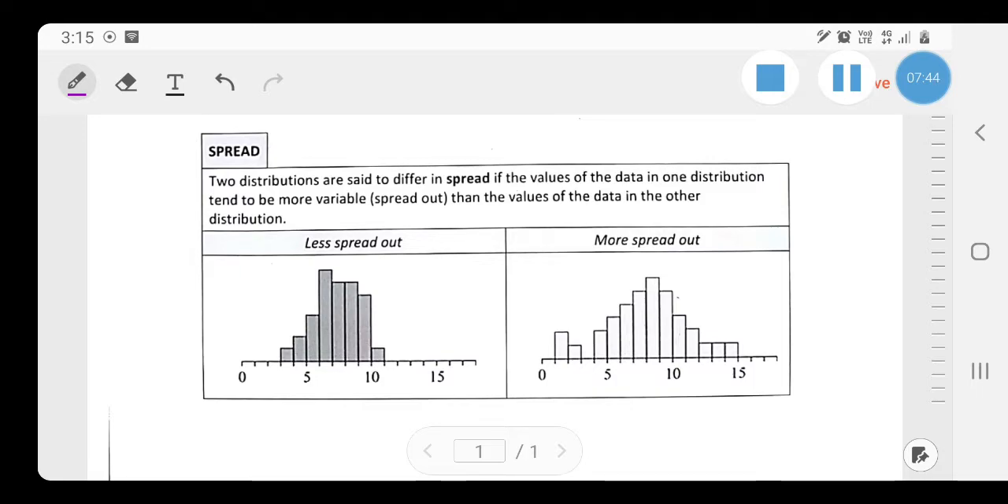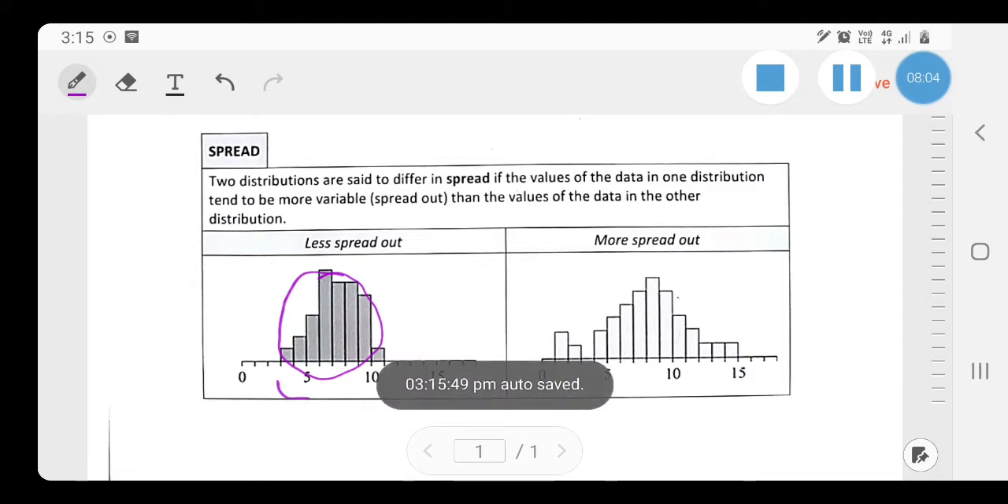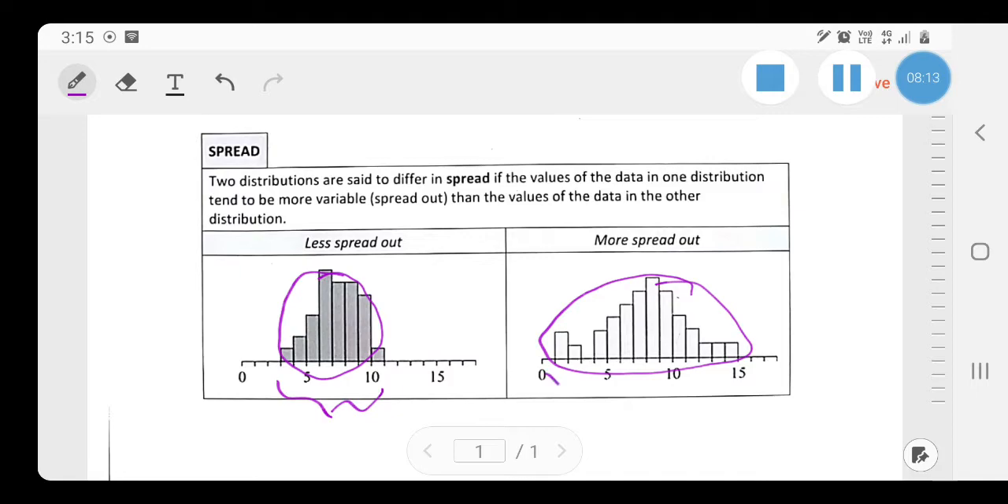All right, now the final way that we can describe a distribution is through spread. Now, two distributions are said to differ in spread if the values of the data in one distribution tend to be more variable or spread out than the values of the data in the other. Now you can see that in this histogram, our values are clustered around about that range, okay? Whereas in this histogram, there is a much greater range, okay?